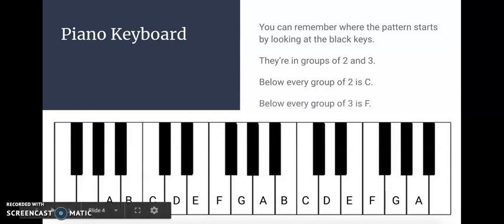And we can think about that being C for chopsticks, because those 2 kind of look like chopsticks, and F for a fork, because the 3 sort of resemble a fork. So right below every 2 is a C, and right below every 3 is an F.